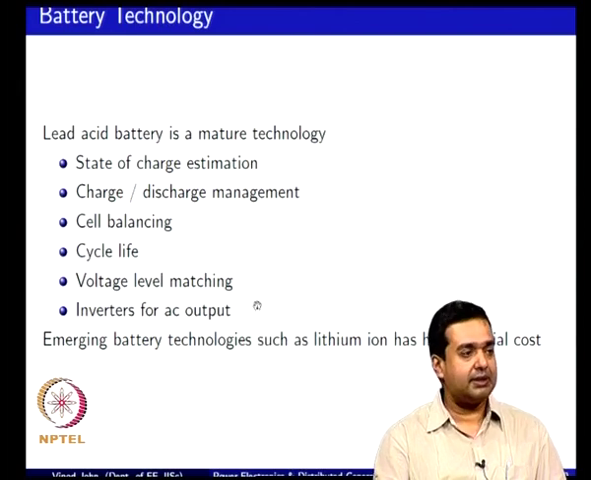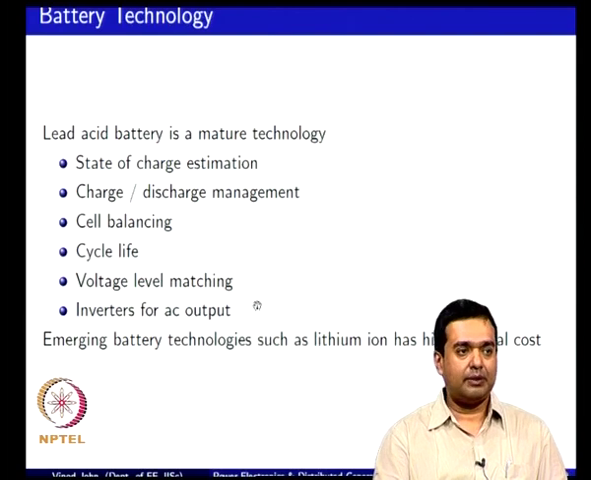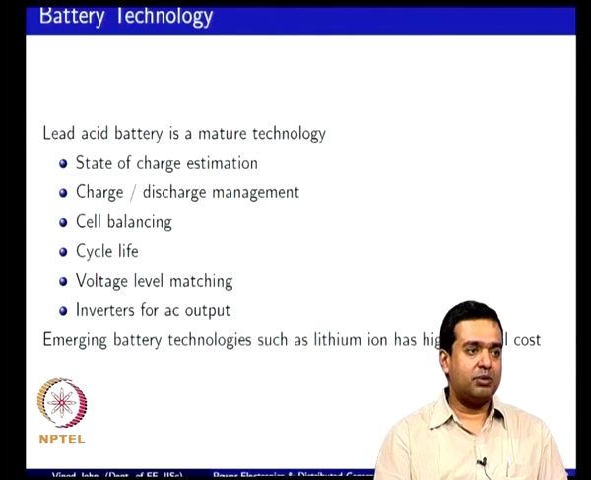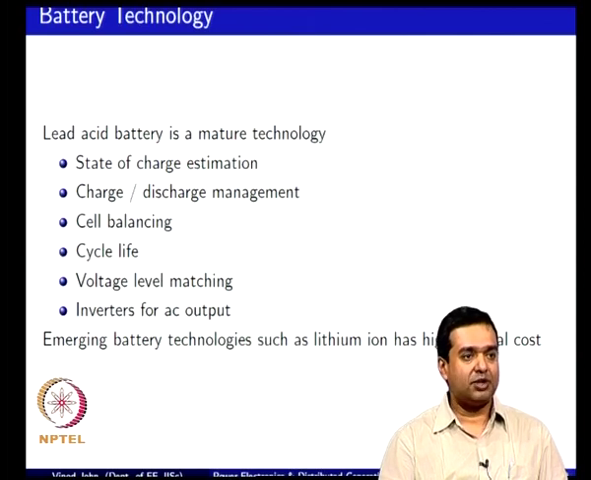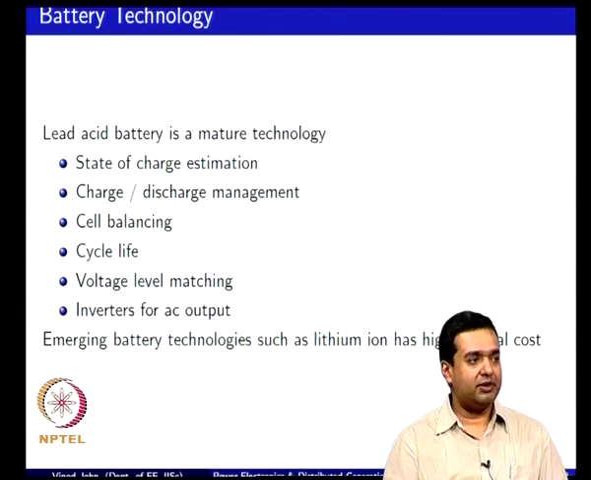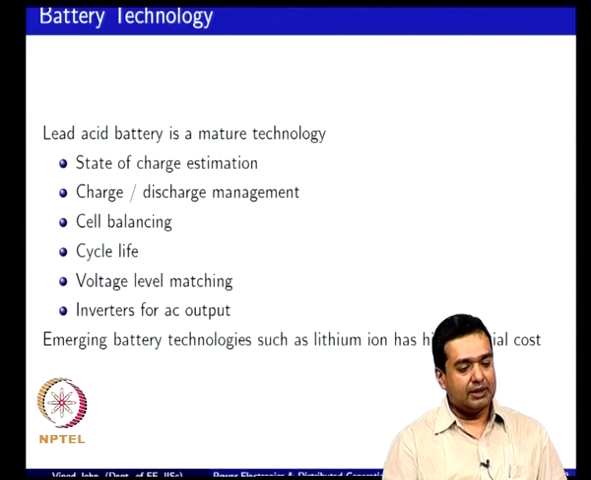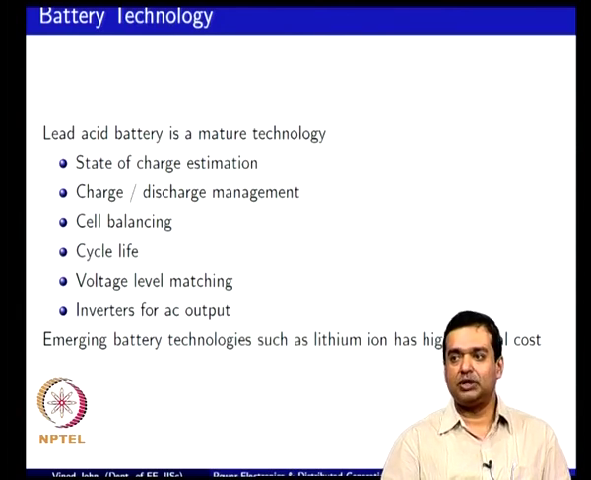Also, voltage matching is important. If you look at typical 230 volt or 415 volt AC systems, without a transformer, if you want to connect a battery to the AC grid, you will need a fairly large number of cells connected in series. So the method to get the voltage matching between your AC and DC side is an important concern, and of course, the inverter for generating the AC output. Okay. If you look at emerging battery technologies such as lithium ion, they have a much higher initial cost compared to the lead acid cells that are available today.